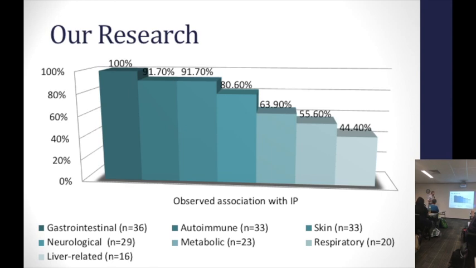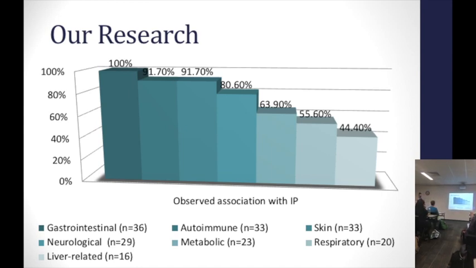Another piece of research we did was we evaluated naturopaths, nutritionists, and Western herbal medicine practitioners in clinical practice on an array of particular aspects regarding intestinal permeability. One of which was the group of conditions they associate with intestinal permeability. From the survey participants, we showed that 100% observed that intestinal permeability was associated with gastrointestinal related conditions. And then autoimmune disease, skin related, and so forth.